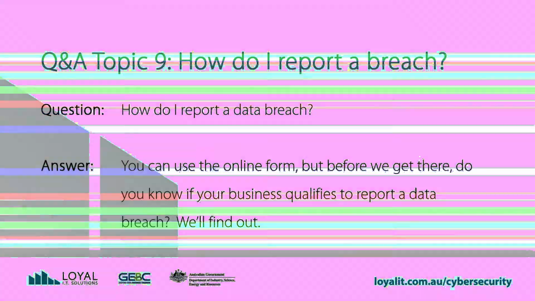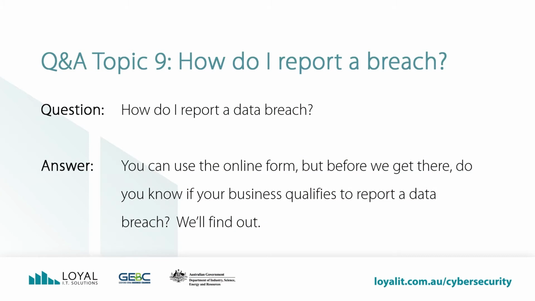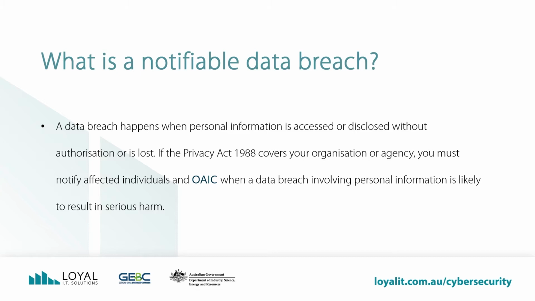Let's go. So how do I report a data breach? The answer is you can fill in the online form, but before we get there, do you know if your business qualifies to report a data breach? We'll find out. A data breach happens when personal information is accessed or disclosed without authorization or is lost. If the Privacy Act 1988 covers your organization or agency, you must notify the affected individuals and the Office of the Australian Information Commissioner, or OAIC, when a data breach involving personal information is likely to result in serious harm.